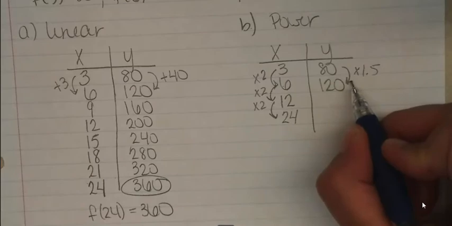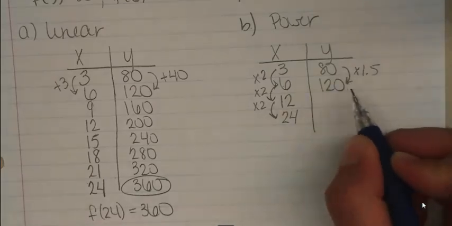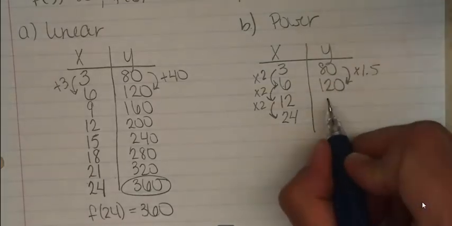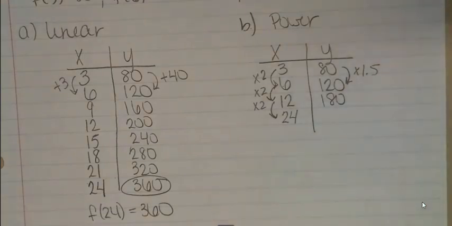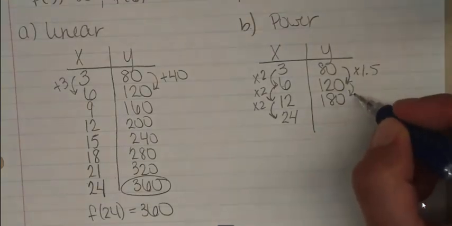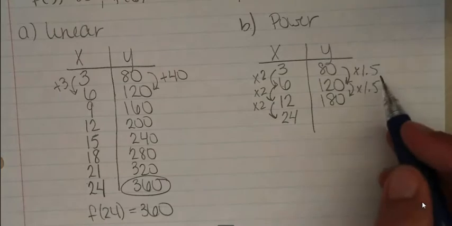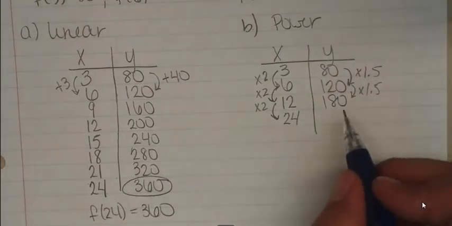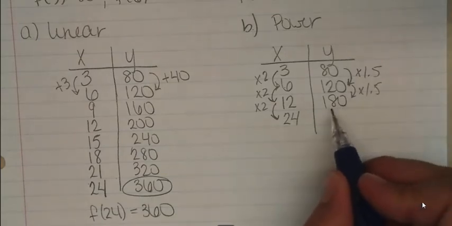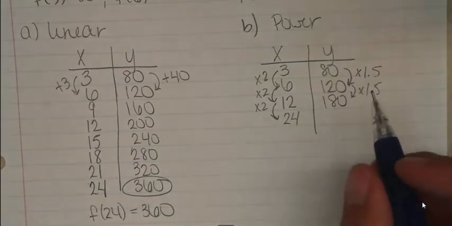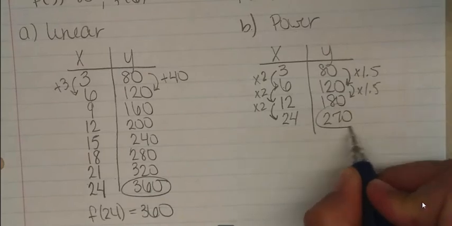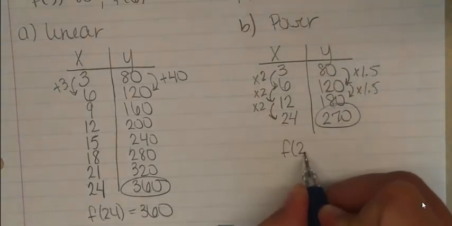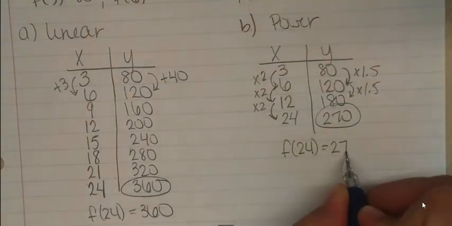Okay, well, multiplying 120 by 1.5, well, that's 120, add half of 120, so that should be 180. And then, so that was a multiplication of 1.5. You don't have to write this. I just like to have that out there to show what I'm doing. And then 180 times 1.5, well, that's 180 plus half of 180, which gives you 270. So I know that here, f of 24 is going to equal 270.